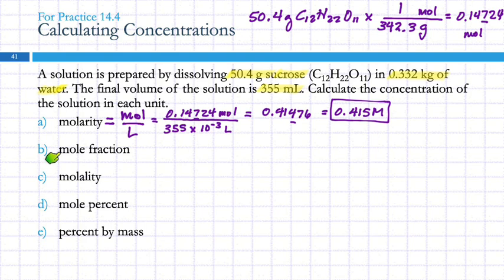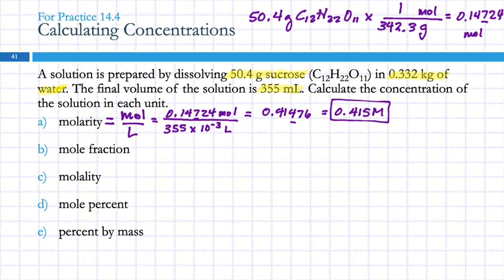Next, they ask for the mole fraction. So this is a lot like mole percent, which is a lot like mass percent, right? The mass of the solute divided by the mass of the whole solution. Here we want the moles of the solute divided by the moles of the whole solution. So we just calculated the moles of solute, but we need to find out how many moles of water there are in this solution.